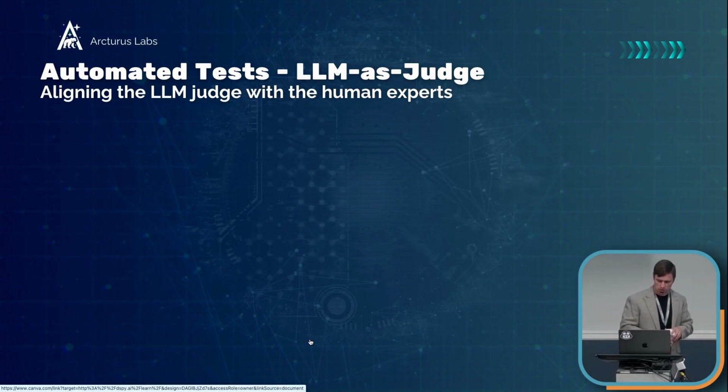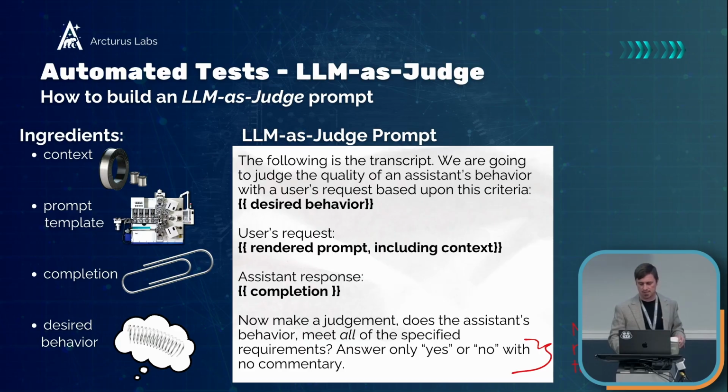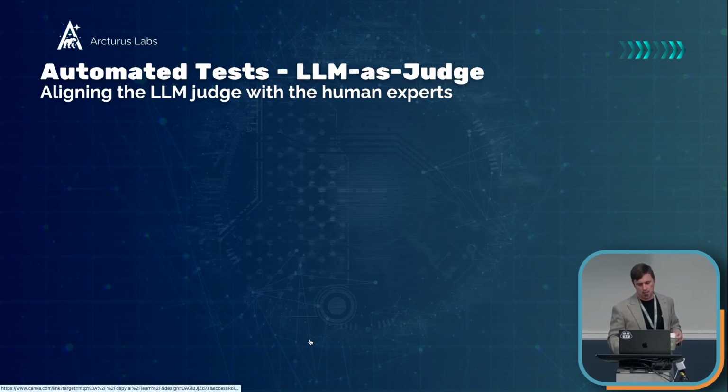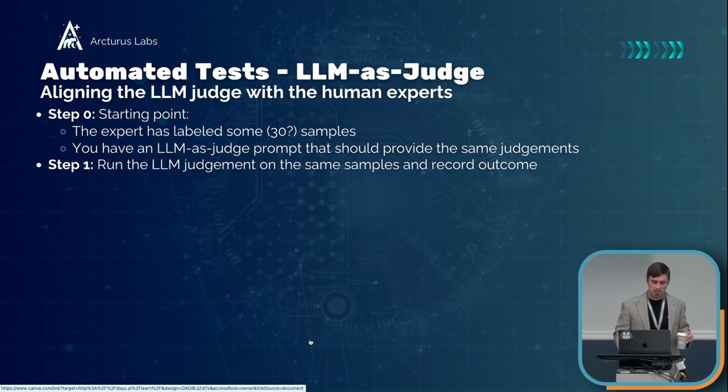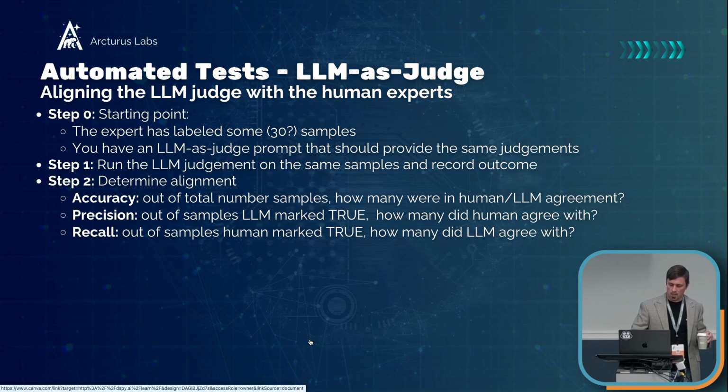And finally, just because you wrote this prompt doesn't mean it's actually going to align with a human's thoughts. You might have written it wrong. There might be examples that you need to include. So you align it. As a starting point, you have your expert labeled samples, and you have an LLM as judge prompt that you're going to provide the same context through. Step 1 is to run the LLM judgment on the same samples and record the outcome. Then you have the truth, supposedly, from the human, and you have the outcome from the LLM as judge, and you determine the alignment: accuracy, precision, whatever you want to use there.